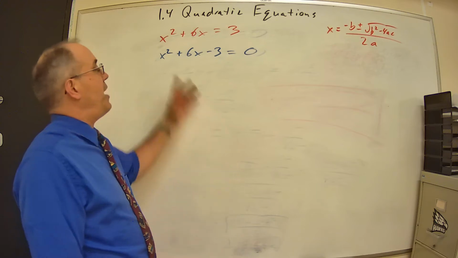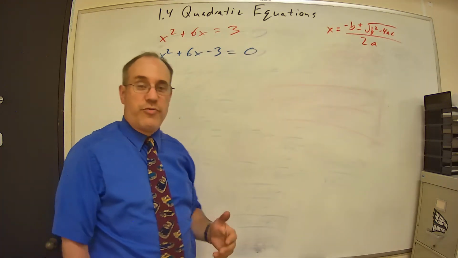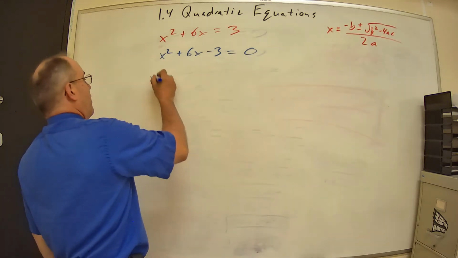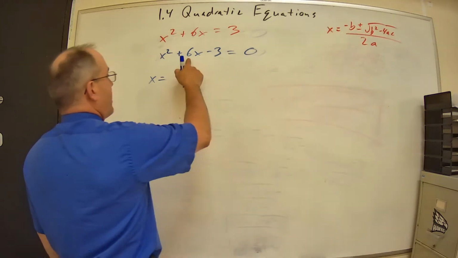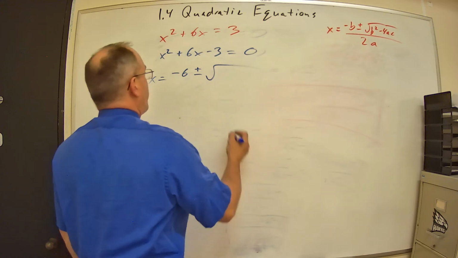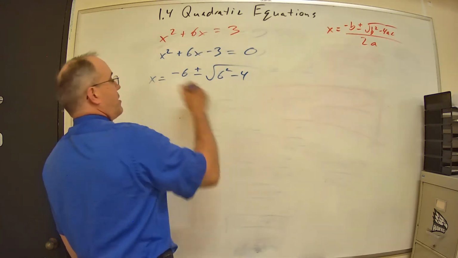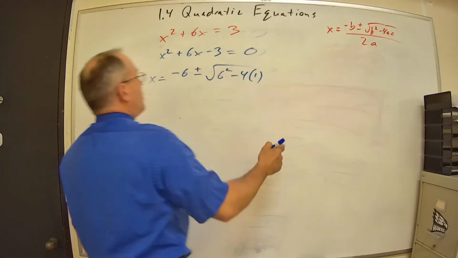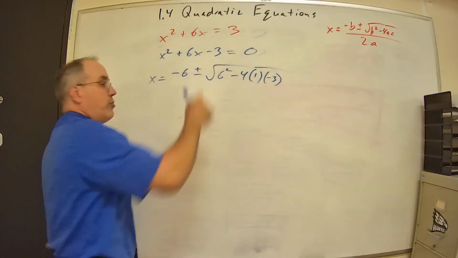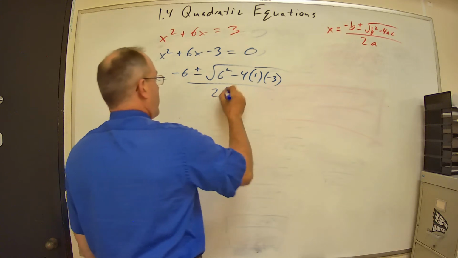Sure. But what do we have here? We have x is equal to negative b plus or minus the square root of b squared minus 4ac over 2a. So we can just start plugging in. x is equal to negative b. b is 6, so negative 6 plus or minus the square root of 6 squared, right? b squared, minus 4 times a is 1 times c is negative 3. Be careful, don't lose those negative signs. Over 2 times a is 1.